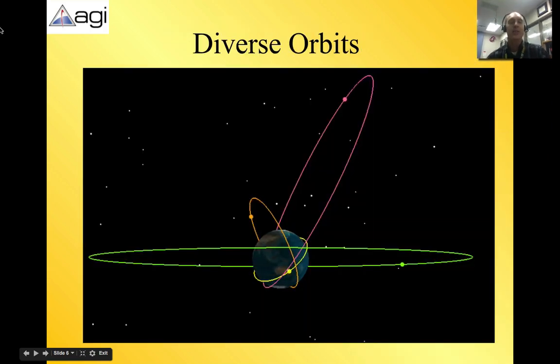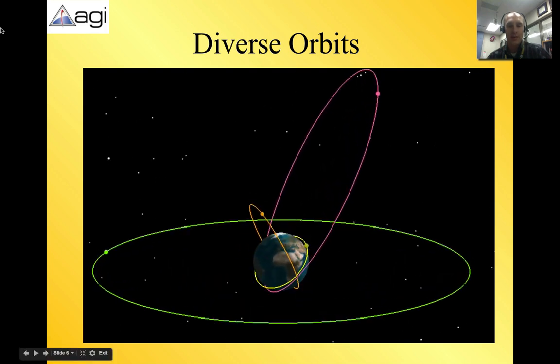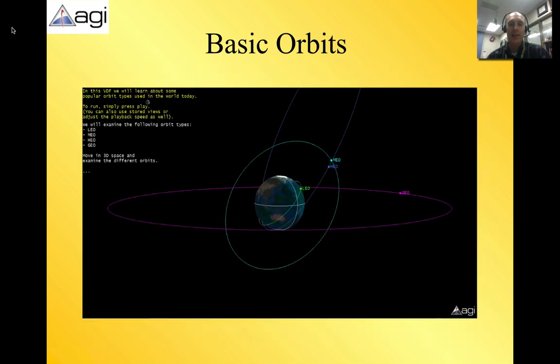So this image here is showing you the different diverse orbit options that we have. And we're going to get into all of these a little bit later. So you can just kind of have fun watching these go around. It's pretty neat. Here's some of them labeled. So as you notice, there's a LEO, there's a MEO, there's a HEO, and there's a GEO. And all of those are different ones that we're going to examine.